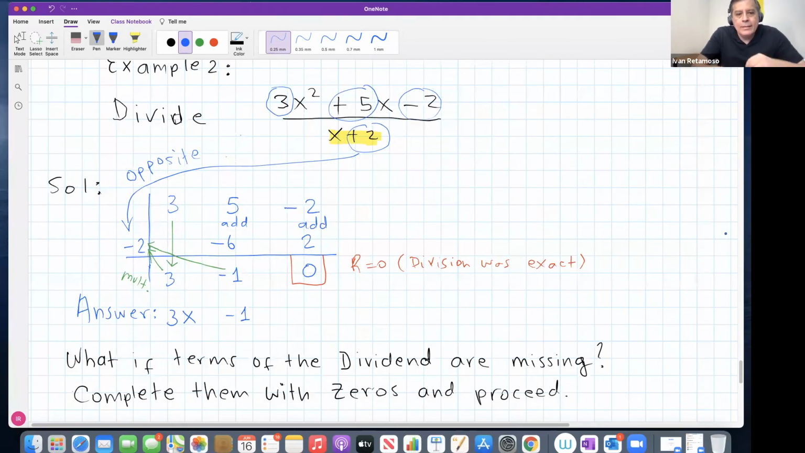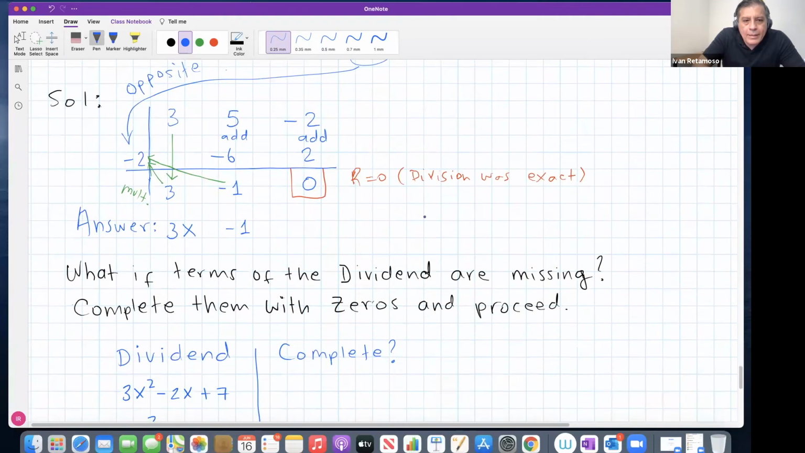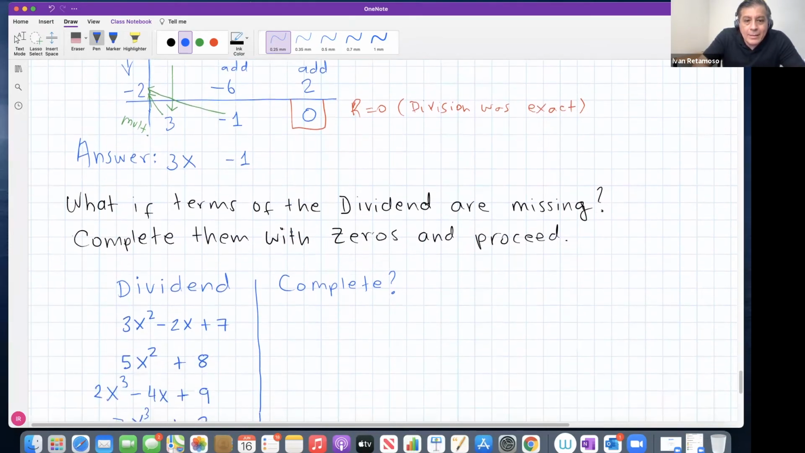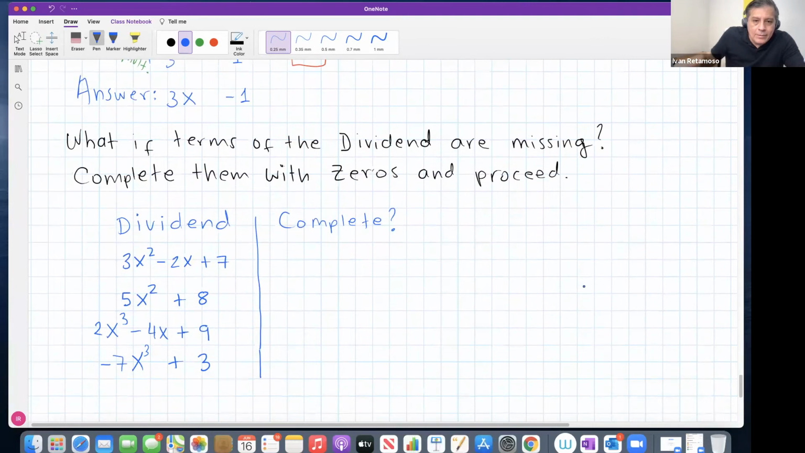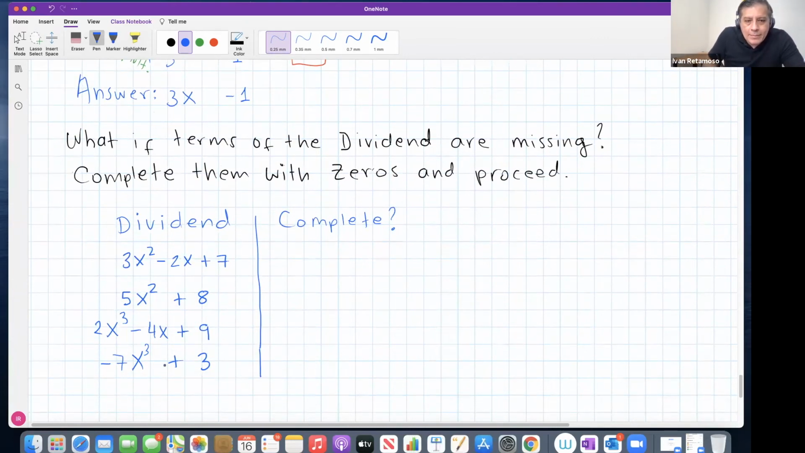Now, one note here. What if terms of the dividend are missing? You know, sometimes polynomials are not complete, right? So what if some terms are missing? Well, I will tell you what to do then. Let me give you this table and explain when a polynomial is not complete. Suppose you have this polynomial as your dividend, 3x squared minus 2x plus 7. Is this polynomial complete? Well, notice it has the constant term, it has the linear term, it has the square term. So yes, this is complete.